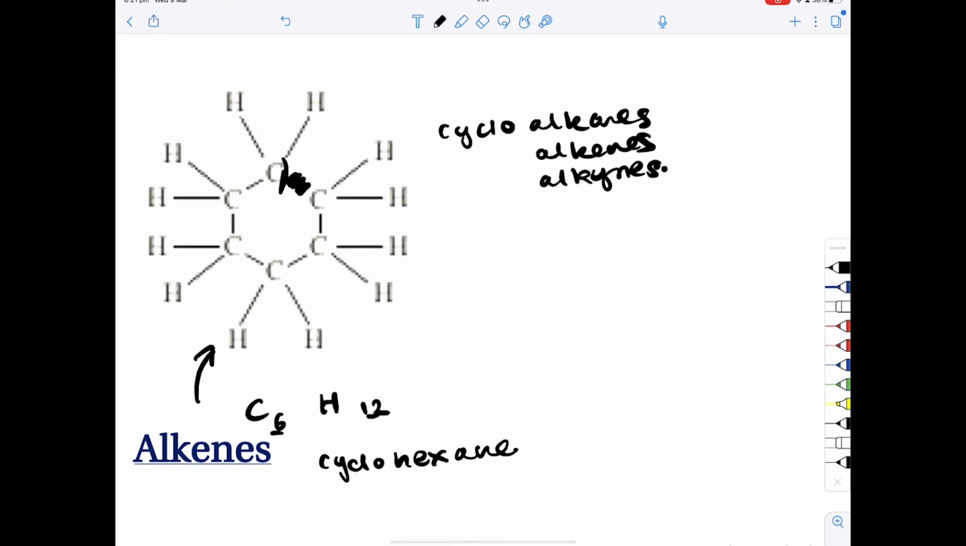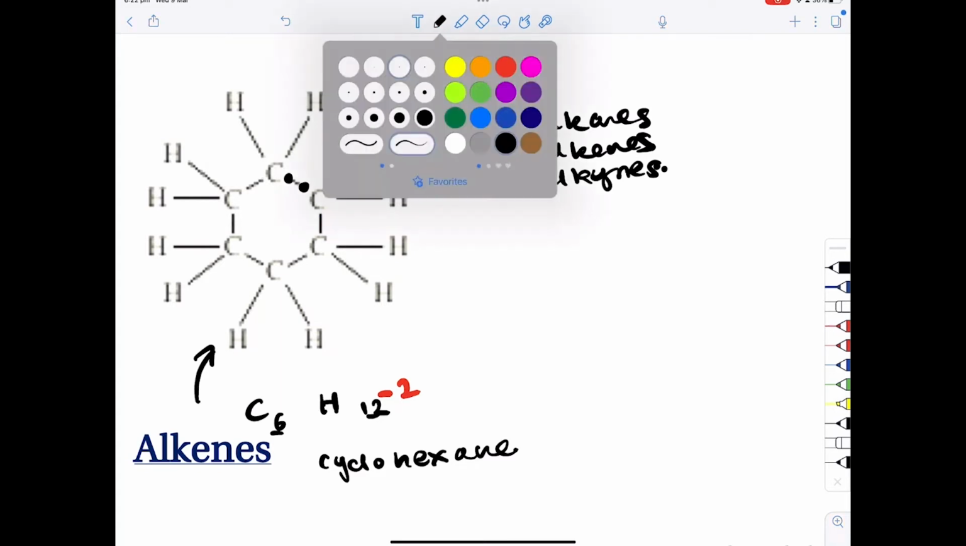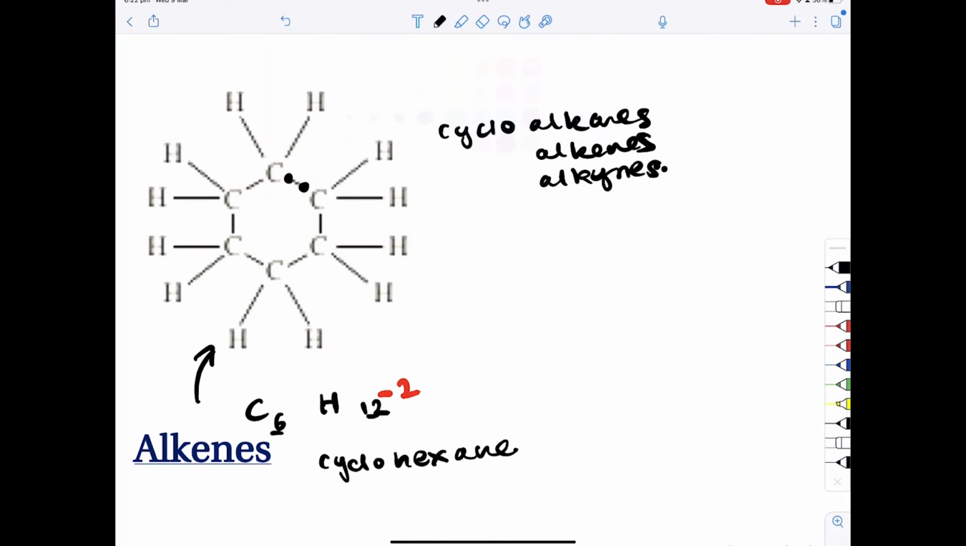Good. Typically, if this was a linear chain, this would be the first carbon, and I'm just picking an arbitrary point, and that would be the last carbon. But since they've formed a ring, we use up 2 more bonding sites, and what that does is subtract 2 from the number of hydrogens. So you'll notice that cyclohexane has exactly 2 fewer hydrogens than its linear counterpart, hexane. That means the general formula of a cycloalkane is CnH2n, without the +2, because there are 2 fewer bonding points.